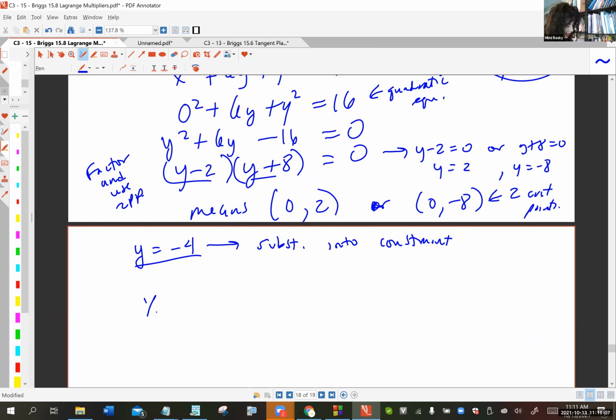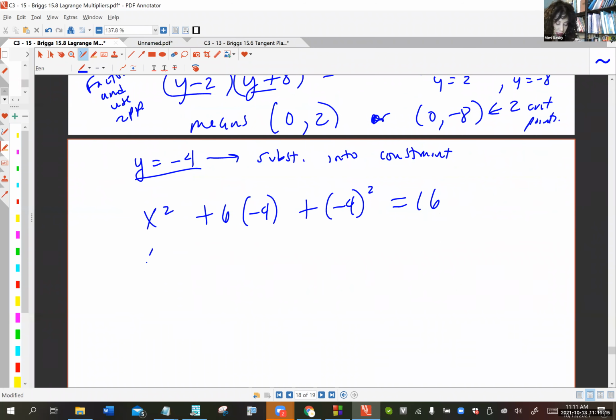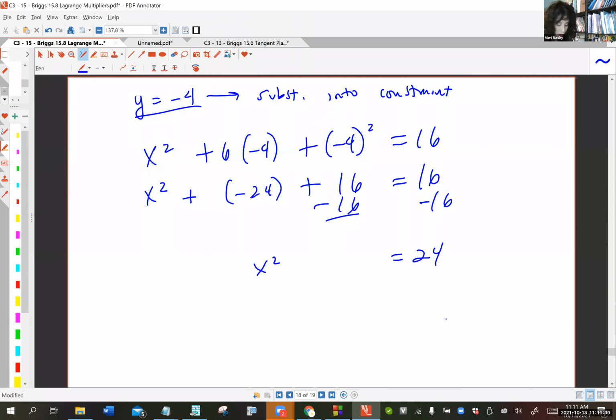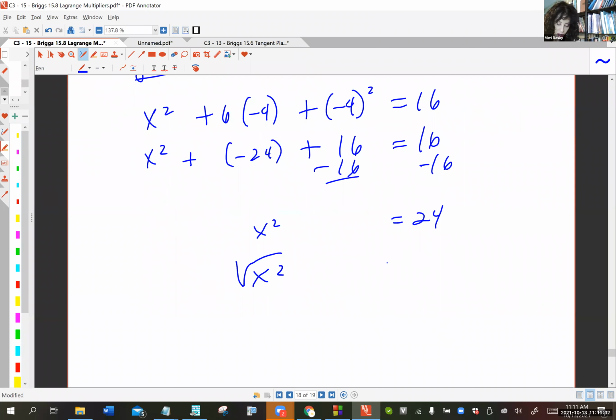Okay, so you're going to go x squared plus 6 times y, but y is negative 4, plus y squared, negative 4 squared. That has to equal 16. So we get x squared plus negative 24 plus 16 equals 16. Subtract 16 from both sides, and that kills off the 16s. And then add 24 to both sides. So you get x squared is 24. And then you know the drill. Take the square root of both sides.